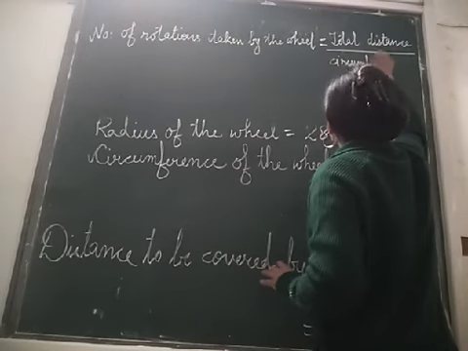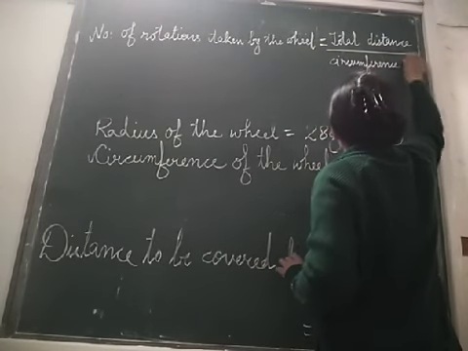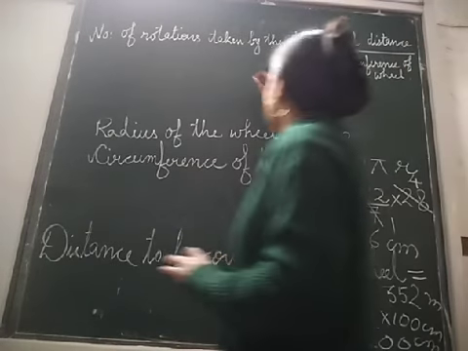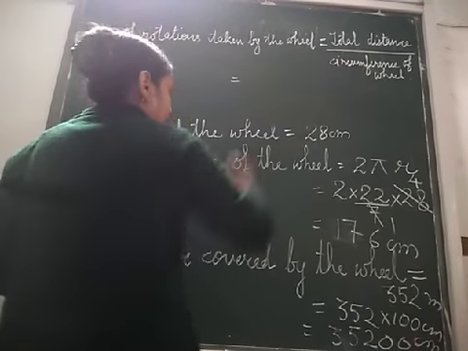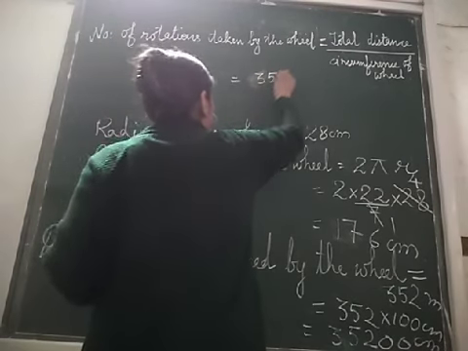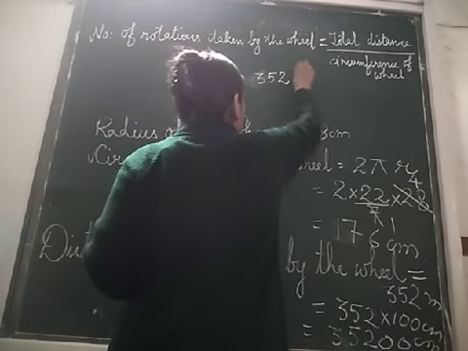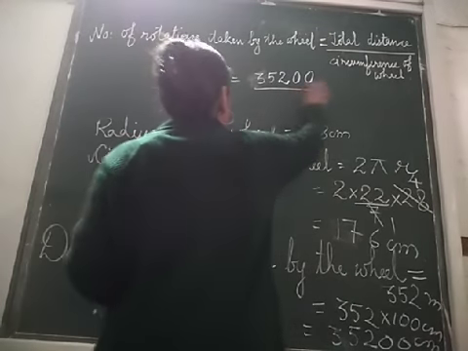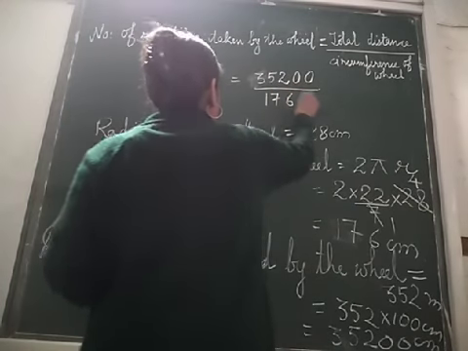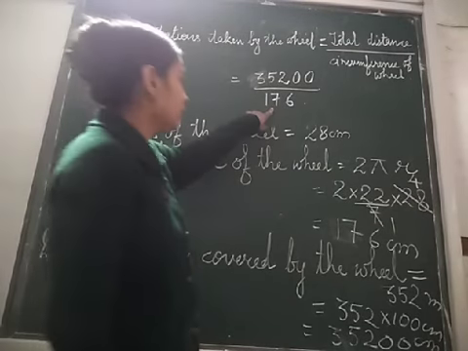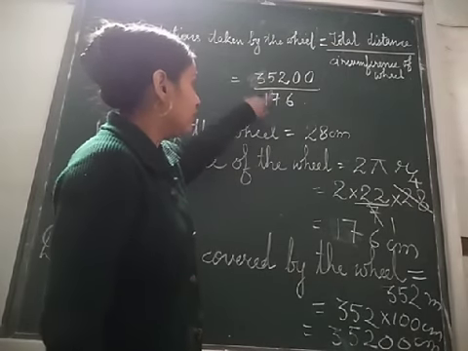So what is the total distance? That is 35200 upon 176. Okay. So if you see here, it's just double.